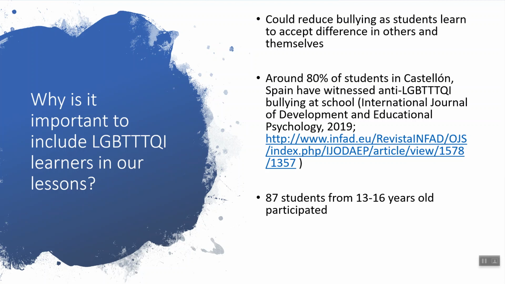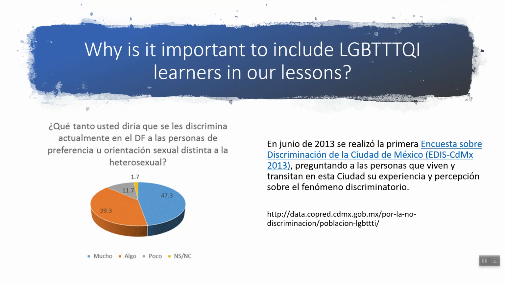Just so that we can have an idea of how common bullying is, in Castellón, Spain in 2019, a report was published on a study that was carried out with 87 students from the ages of 13 to 16, and around 80% of these students had witnessed anti-LGBTTQI bullying at school. So the vast majority of students had witnessed this type of bullying against LGBTTQI students. And I would argue that in Mexico, it's probably not very different.